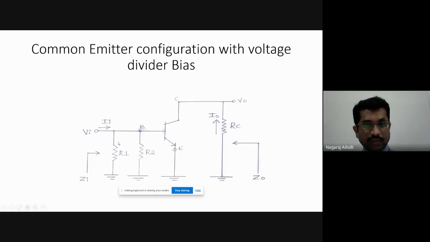Therefore, the equivalent circuit will be: we have only R1 connected between base and ground, R2 between base and ground, then RC connected between collector and ground. There is no RE resistance present because it's a short circuit. Just the emitter terminal is connected to ground. We have Zi, Z0, Vi, input current Ii, and output voltage V0.